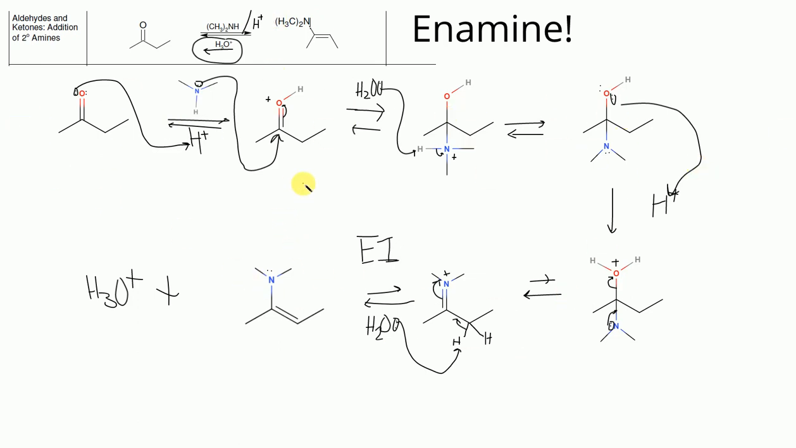All right. So now let's look at Wolff-Kishner. So now I'm going to show you guys Wolff-Kishner. What Wolff-Kishner essentially is, is a reaction used to reduce carbonyls. I believe aldehydes and ketones. I'm not sure about other ones, but it's specifically for aldehydes and ketones, and not other ones.